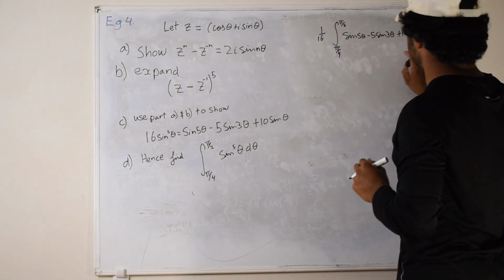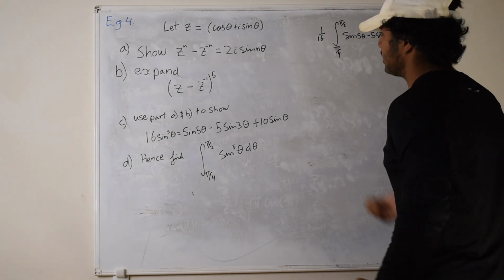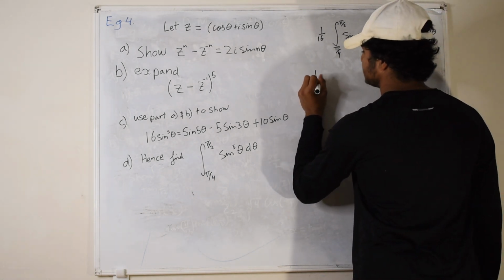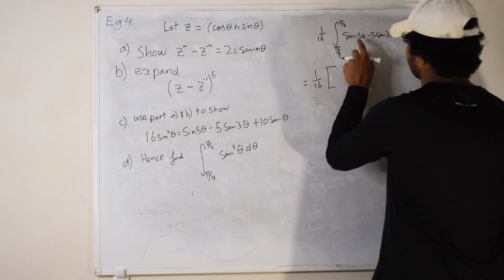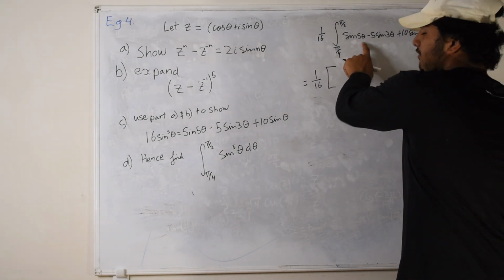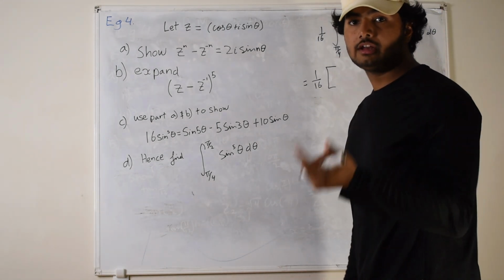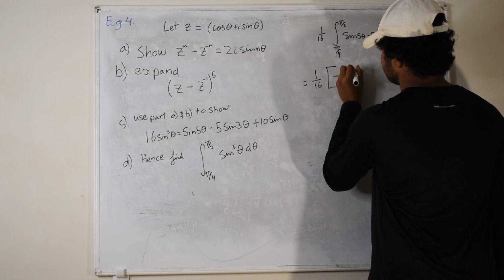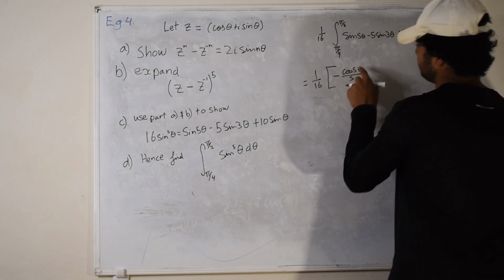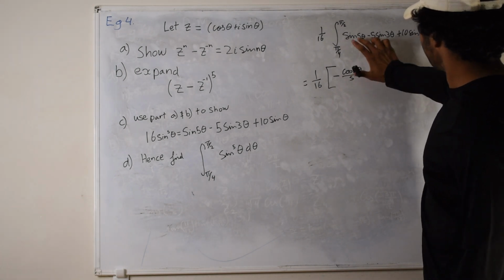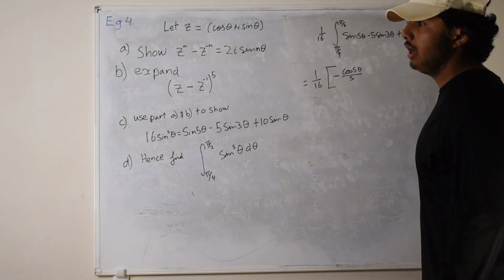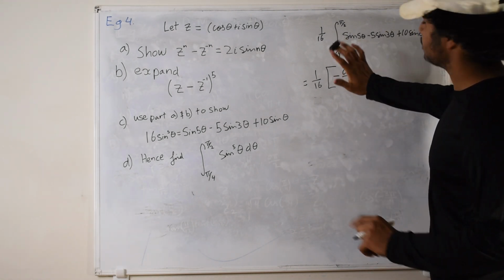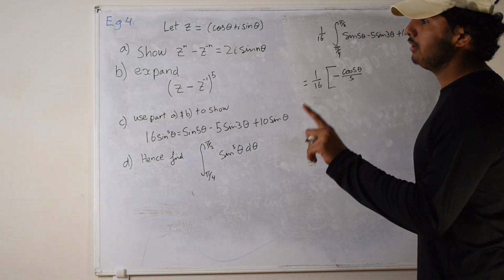Now, since we've got 3 separate parts, we can just integrate them one by one, just like when we differentiate. So this becomes real easy. We've got 1 upon 16, big brackets. When we integrate sine 5 theta, we're going to get negative cos. When we integrate sine, we get negative cos. So this becomes minus cos 5 theta upon 5, because sine n theta, when we integrate that, it's, sorry, negative 1 upon n cos n theta.